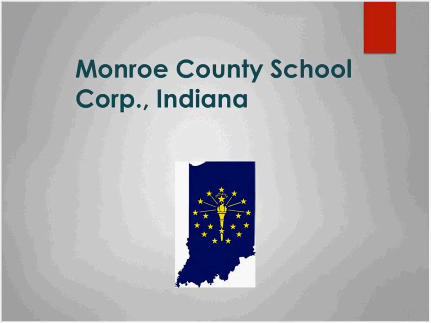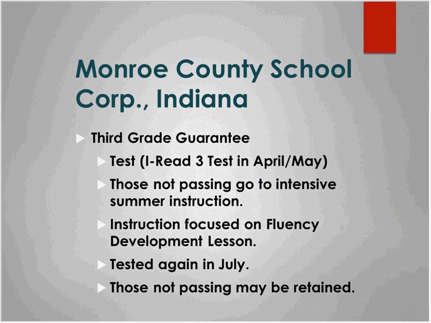And then this school in Monroe County, Indiana, where Monroe County has something called the third grade guarantee, where every third grader is tested toward the end of the school year. They call it the I-Read 3 test, and those who do not pass this test are given a chance to go to summer school. They begin in July, and if they don't pass, they may be retained. Hence the third grade guarantee. We have this here in Ohio.